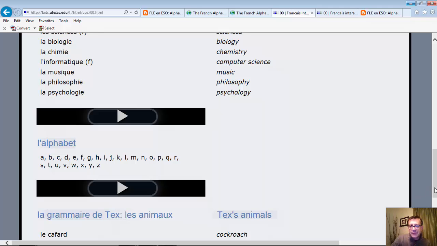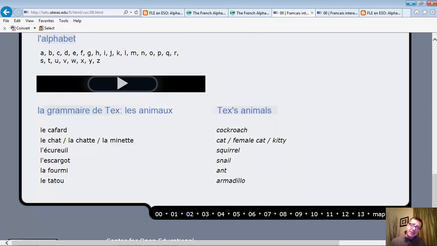And also in this vocabulary list, you have the names of the animals that you'll see as characters in the textbook, right? So there's les animaux. I'm doing liaison right there, les animaux. That first word is les, next one is animaux. Les animaux together. Le cafard, don't pronounce the D. Le chat, don't pronounce the T. La chatte, it's feminine, you do pronounce the T. La minette. Next one might be difficult for you. Break it down. L'écureuil.